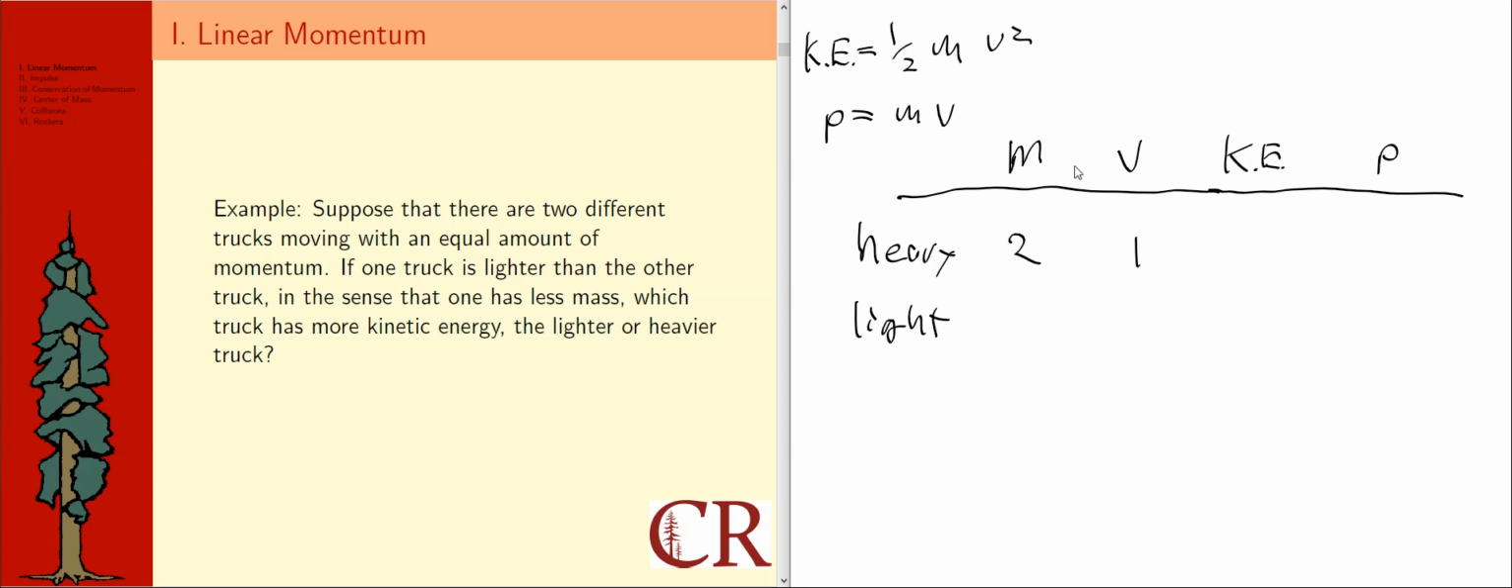So if the heavy truck has mass 2 and velocity 1, then let me see. It'd be 1/2 times 2 times 1 squared. So I think the kinetic energy would just be 1 in this case. But the momentum would be 2 times 1, which is 2.